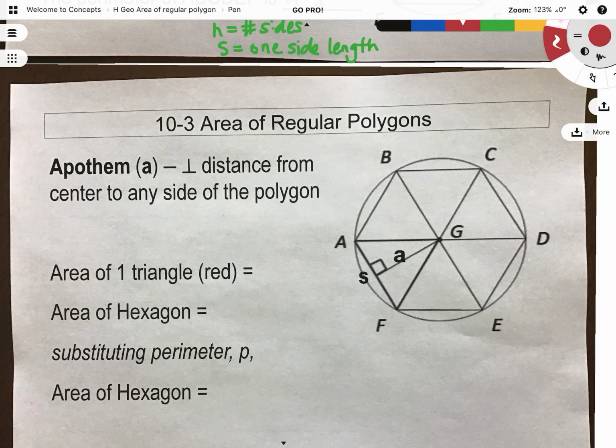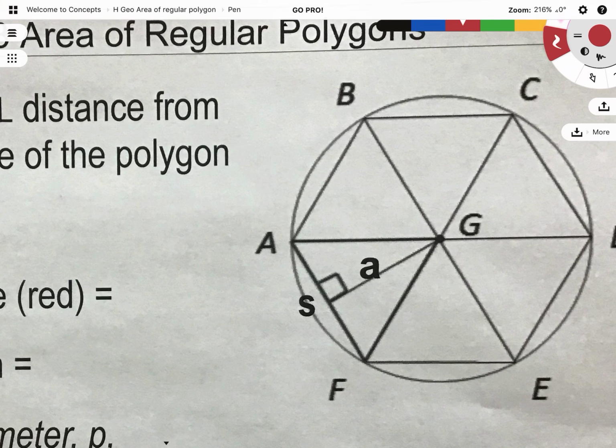So the apothem, what is it? It's the perpendicular distance from the center to any side of the polygon. So we're talking about this here. We can see it's perpendicular because we have the right angle there.